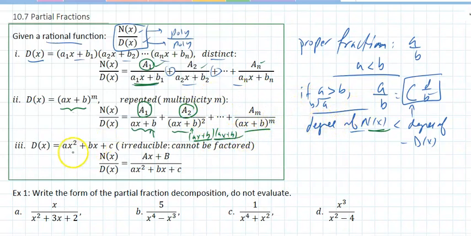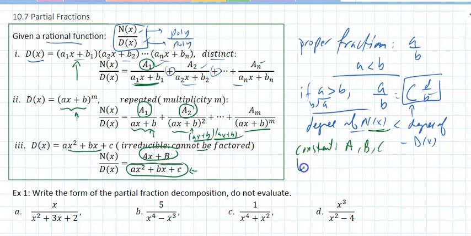If I get to a quadratic that's irreducible, cannot be factored, since the denominator cannot be written as the product of linear factors, it counts as quadratic. The top is 1 power less. 1 power less than a quadratic is a linear equation. So constant, we just use a or b or c, any of these letters. Linear, a linear equation looks like ax plus b, and quadratic would be ax squared plus bx plus c.